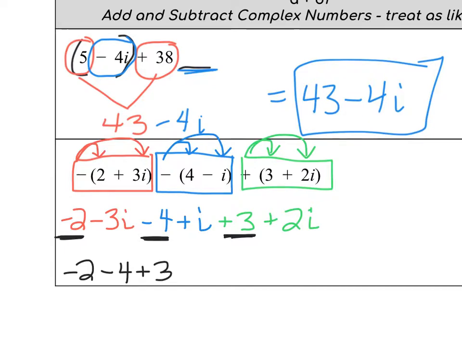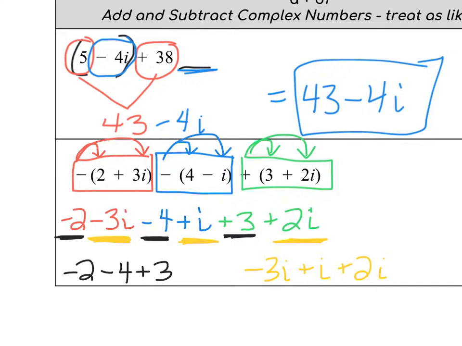And now we're going to look at our imaginary component. In our imaginary component, we have negative 3i, positive i, and positive 2i. So that's going to be negative 3i plus i plus 2i.